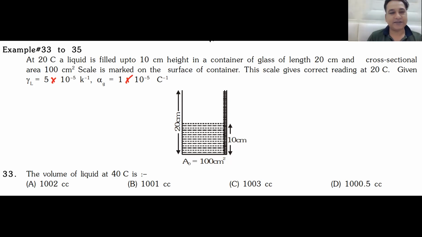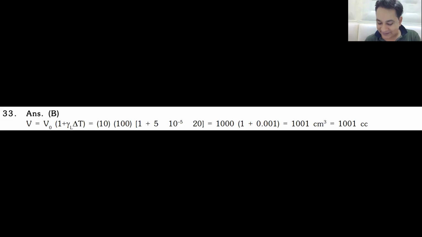The first one is very simple. The original temperature was 20 degrees Celsius. What is the volume of liquid at 40 degrees Celsius? It's a straightforward question. First, let us do this. I'll give you 2 minutes to solve this. Okay, then let us see which is the correct option.